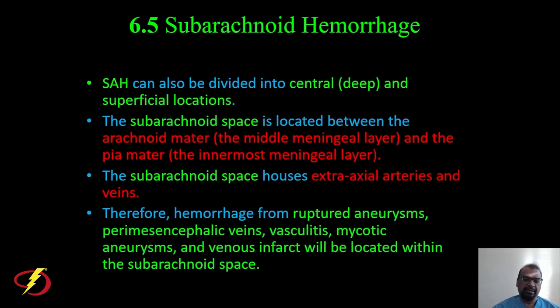The subarachnoid space is located again between the arachnoid mater, the middle meningeal layer, and the pia mater, the innermost meningeal layer. The subarachnoid space houses extra-axial arteries and veins. Remember we talked about that term extra-axial, I think in lecture 3? Again, that means these arteries and veins are not contained within the brain, unlike hypertensive hemorrhage and cerebral amyloid angiopathy. These actually cover the brain. So subarachnoid hemorrhage, bleeding within the subarachnoid space, covers the brain. Therefore, hemorrhage from things located in the subarachnoid space, such as ruptured aneurysms, paramesencephalic veins, vasculitis, mycotic aneurysms, and venous infarct, would be located within the subarachnoid space, covering the brain, not within the brain, not intracerebral hemorrhage.